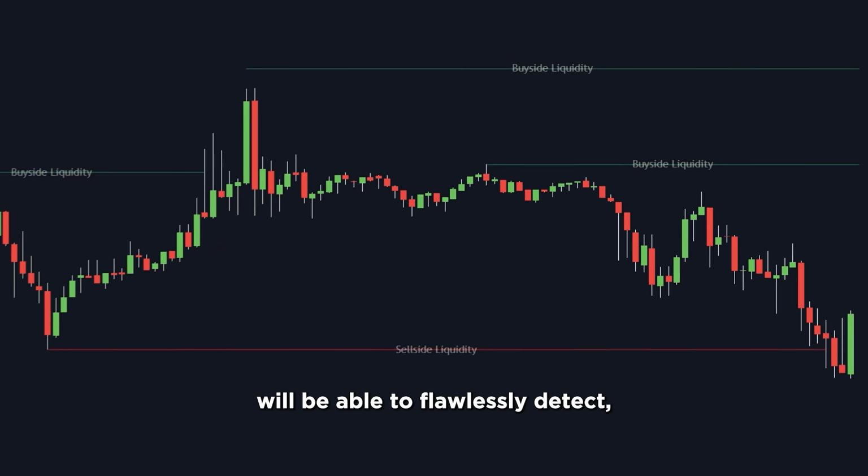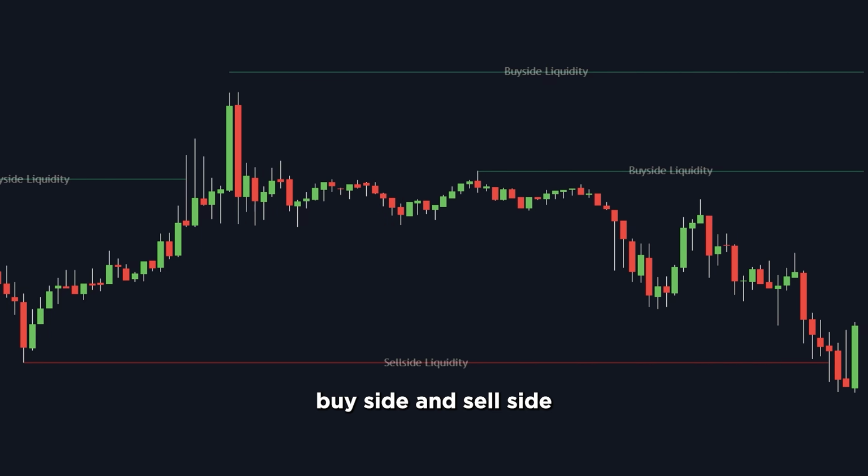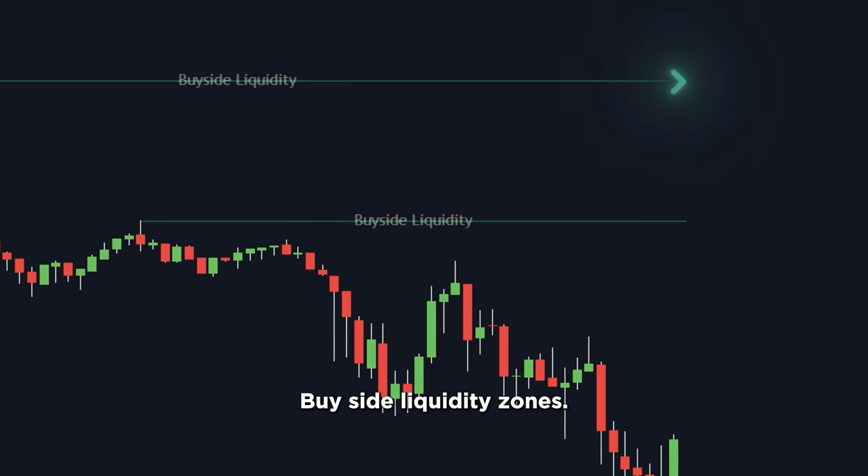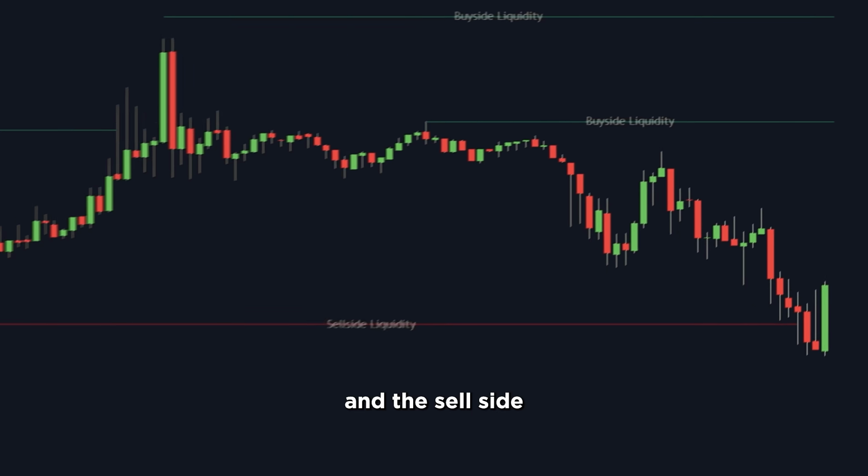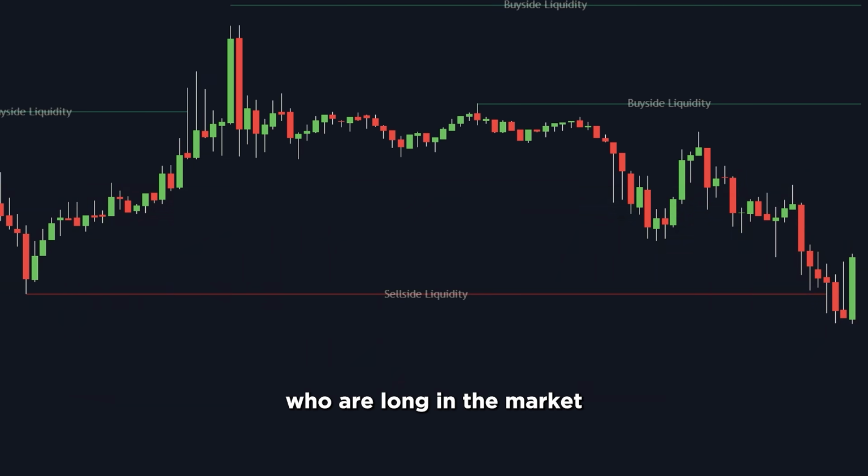This indicator will be able to flawlessly detect buy-side and sell-side liquidity zones and plot them right on your chart. Buy-side liquidity zones show where people who've gone short in the market will have their stop losses, and the sell-side liquidity zones will show you where people who are long in the market have their stop losses.